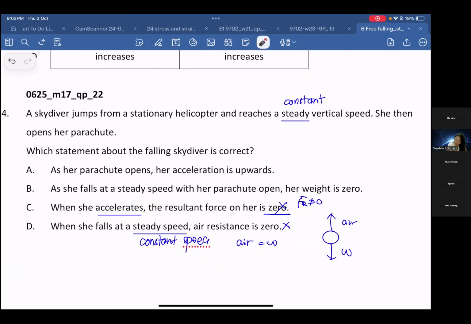Okay, B: as she falls at steady speed, when her parachute opens, suddenly your weight will become 0? Your weight never changes. Your weight will not be 0. It will remain the same.